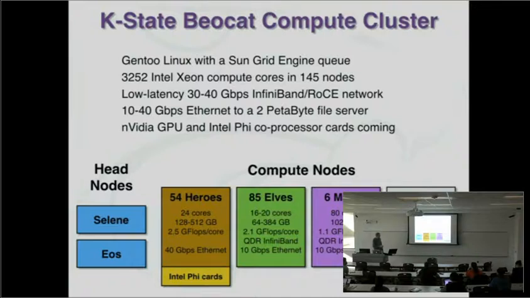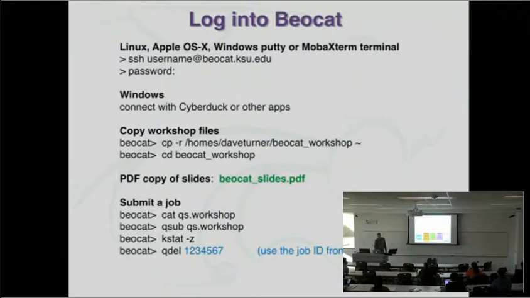All these machines are connected up to our file server, which has about 2 petabytes. They're connected via either 10 gigabit per second or 40 gigabit per second Ethernet, so fast interconnect. So that's just giving you an overview of Beocat.